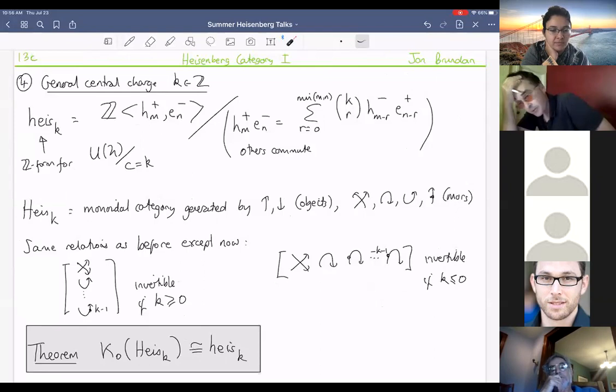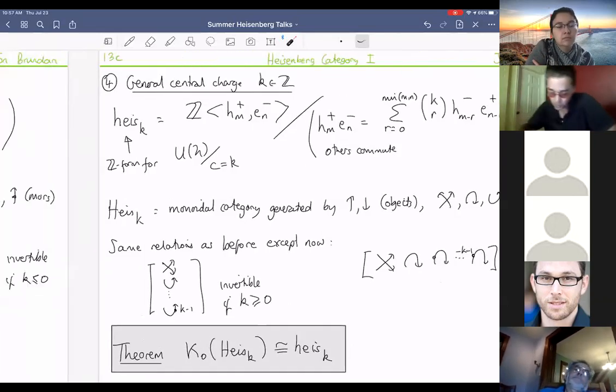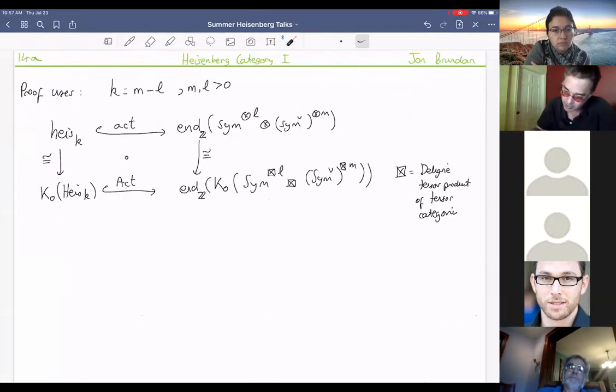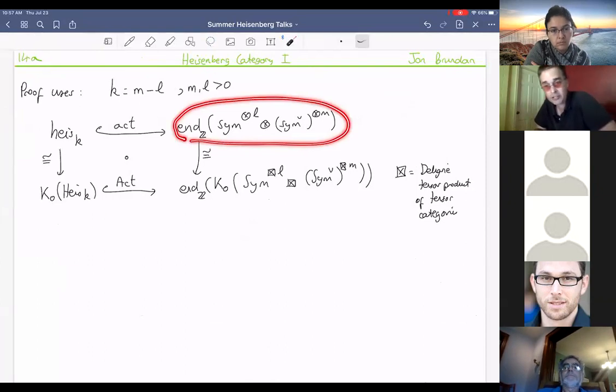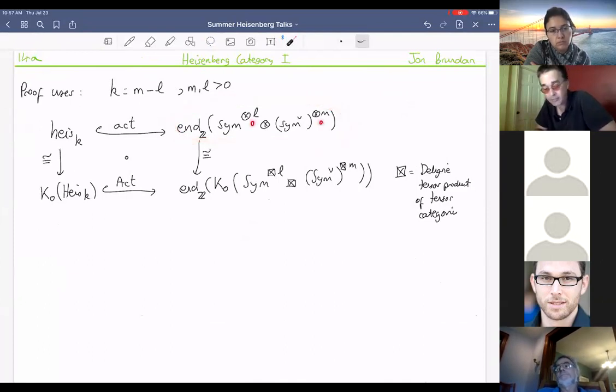So the theorem extends to this setting. The Grothendieck ring of this more general Heisenberg category is the Heisenberg algebra. And the proof involves that same commuting diagram, except it's much more difficult to know what to put here, where I just had one copy of symmetric functions. Now you have to take a whole great big tensor product of lots of copies of symmetric functions, and you have to reverse the role of up and down as well.